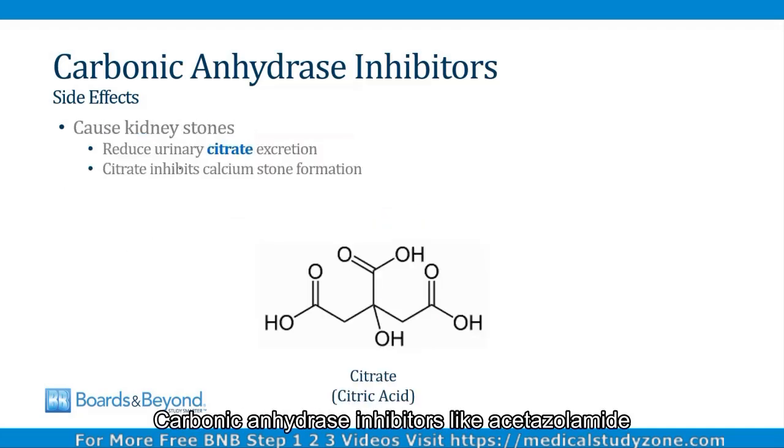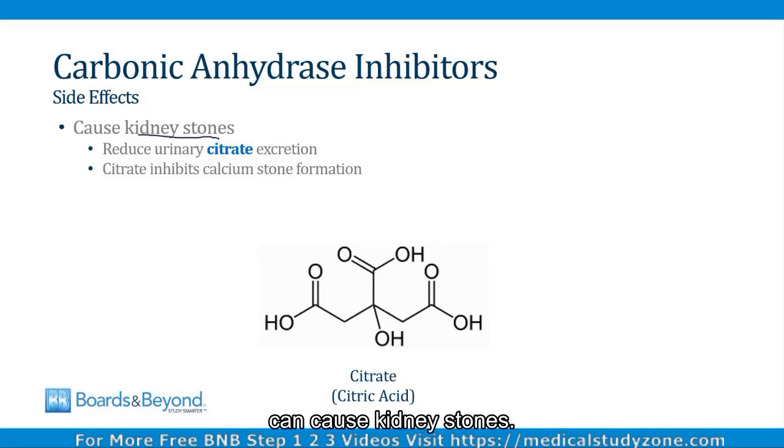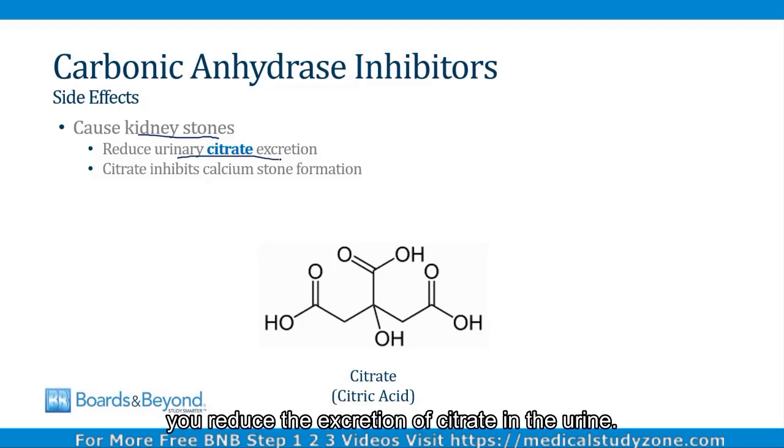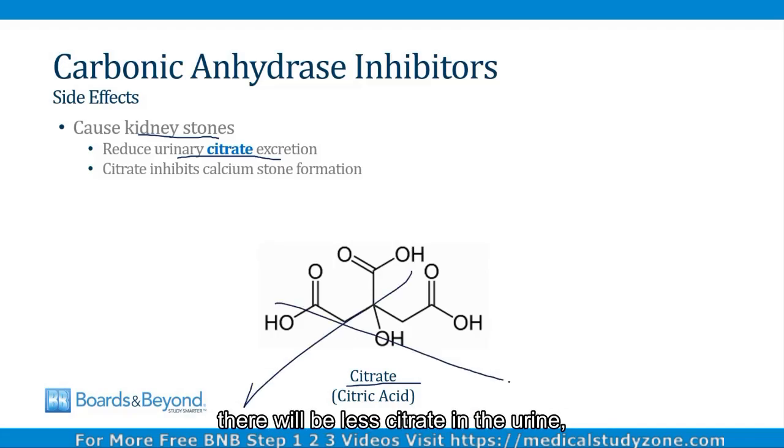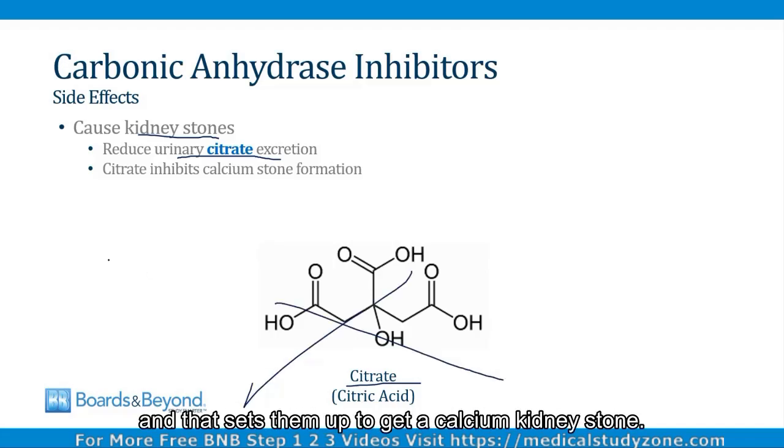Carbonic anhydrase inhibitors like acetazolamide can cause kidney stones. The reason for this is when you decrease the reabsorption of bicarbonate, you reduce the excretion of citrate in the urine. Citrate is shown on the screen here, and citrate in the urine is very helpful because it inhibits formation of calcium stones. So when you give a patient acetazolamide, there will be less citrate in the urine, and that sets them up to get a calcium kidney stone.